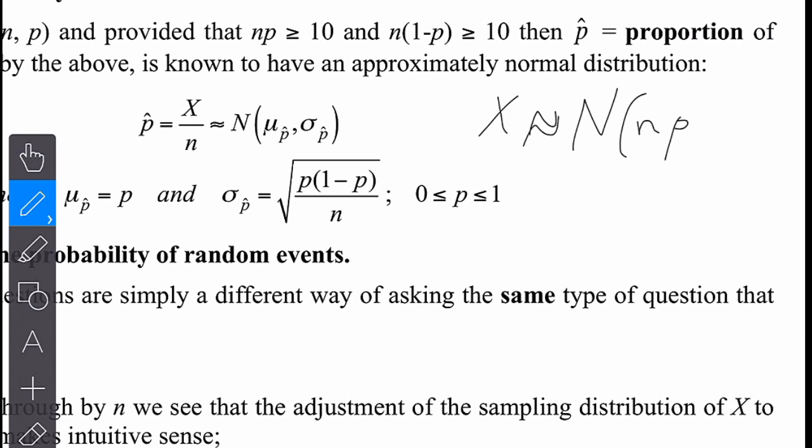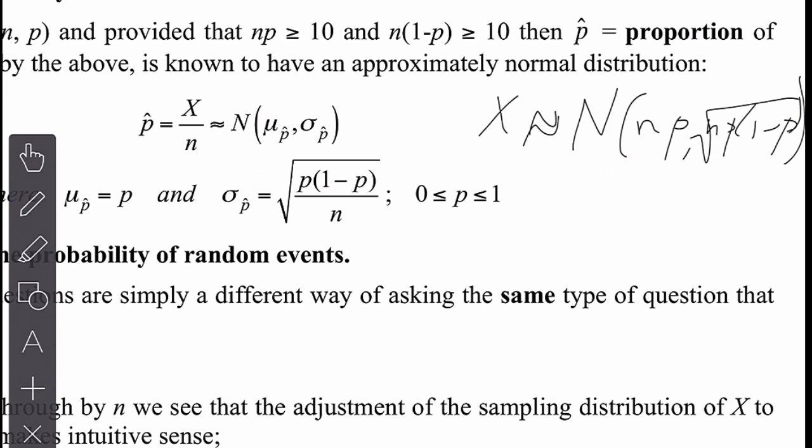NP and the square root of NP(1 minus P). All right. And then I suggested, well, if P hat comes from X divided by N, shouldn't its parameters come from the original parameters divided by N? By the rules of mean and variances, yes, that's true.